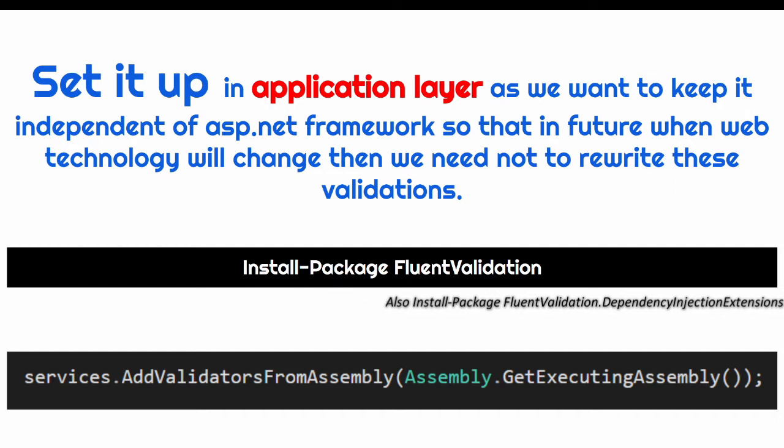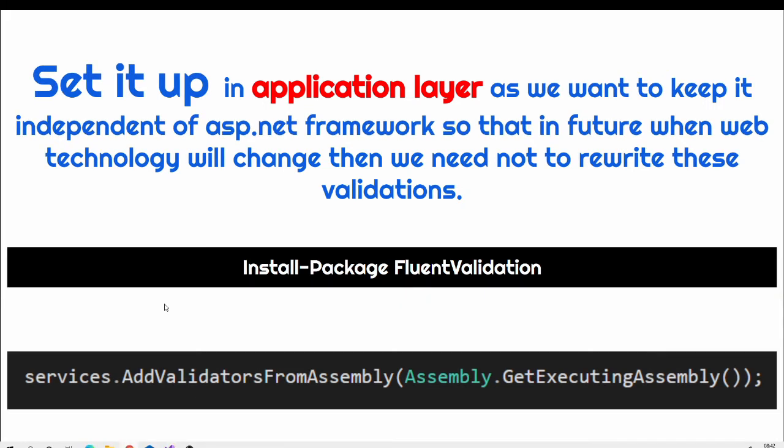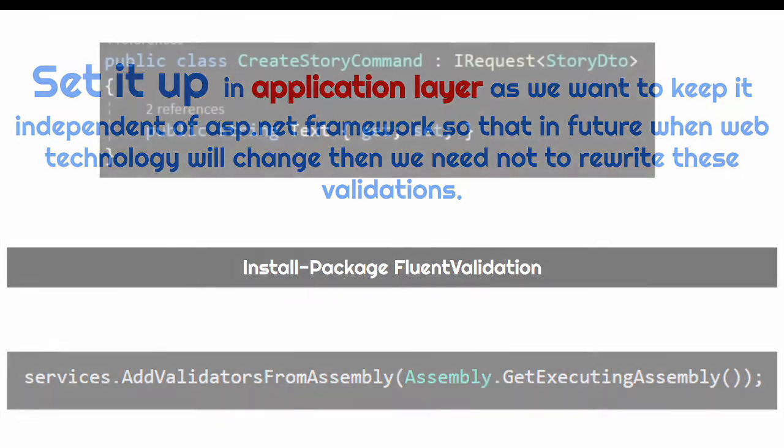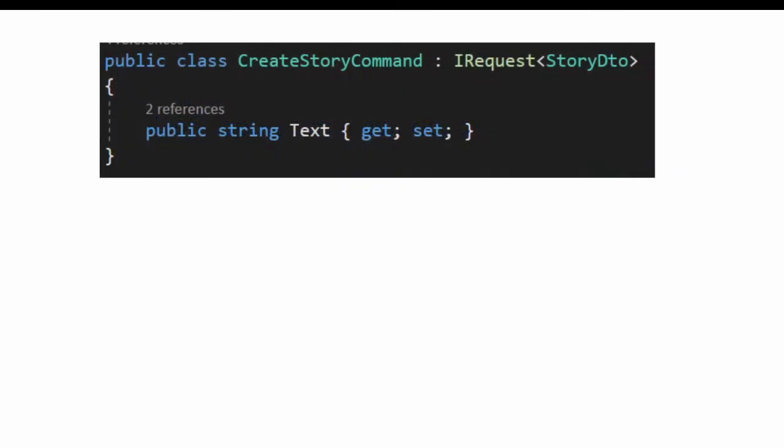Once the package is installed, we need to write this one line of code in our dependency injection file. It will read and add all validators that are available in this project to the service collection so that ASP.NET can resolve them. Once this setup is done, we will be ready to write validators for our request object. For example, we have this create story command class, which we use to take request data to create a story. Now, if we want that no one should be able to submit an empty string or null value to the text property, then our validator will look like this.